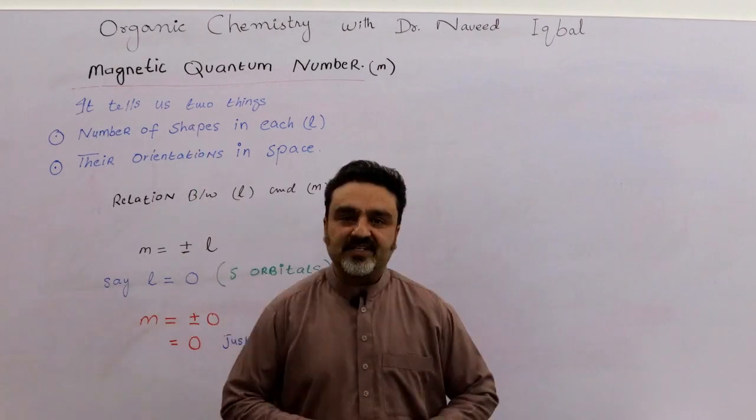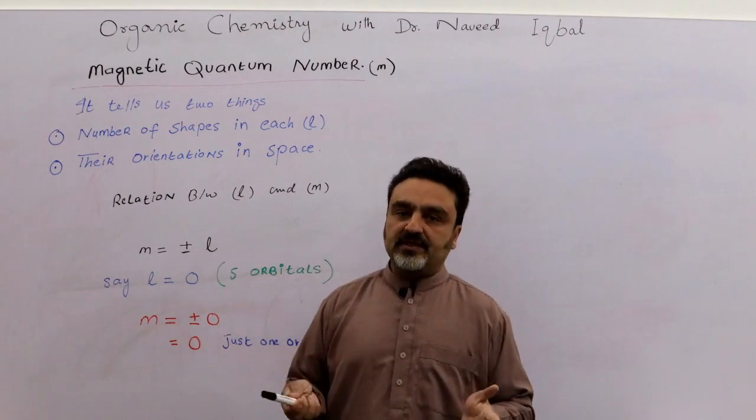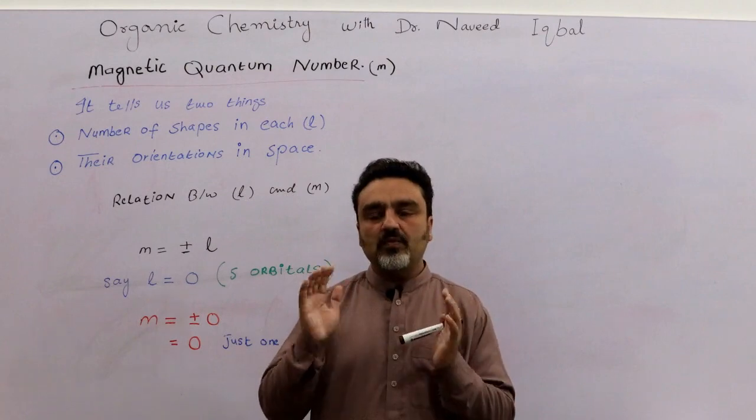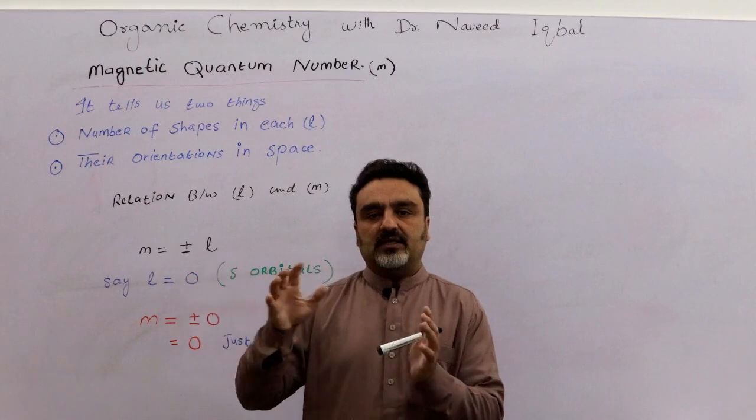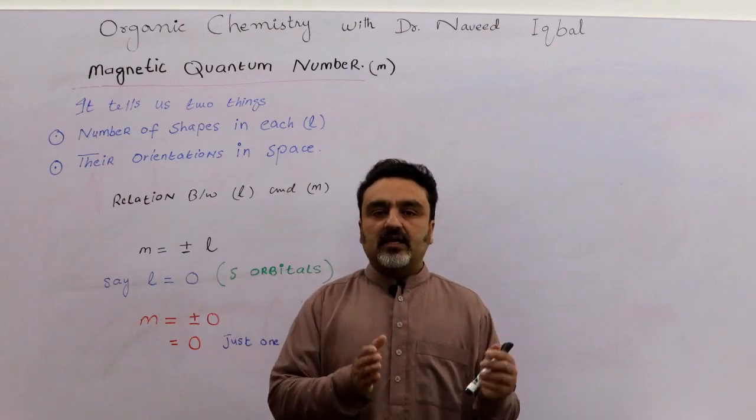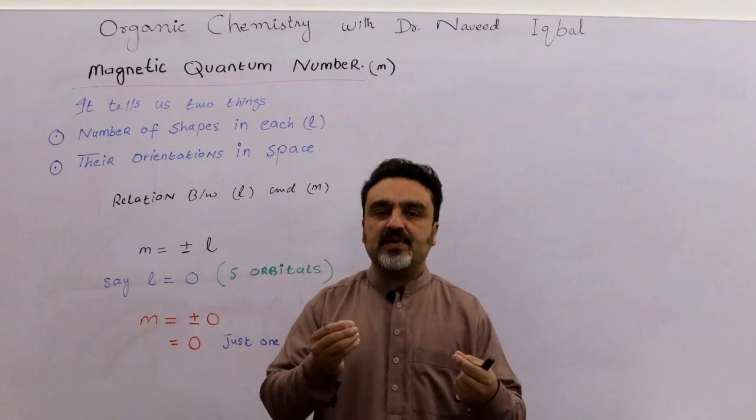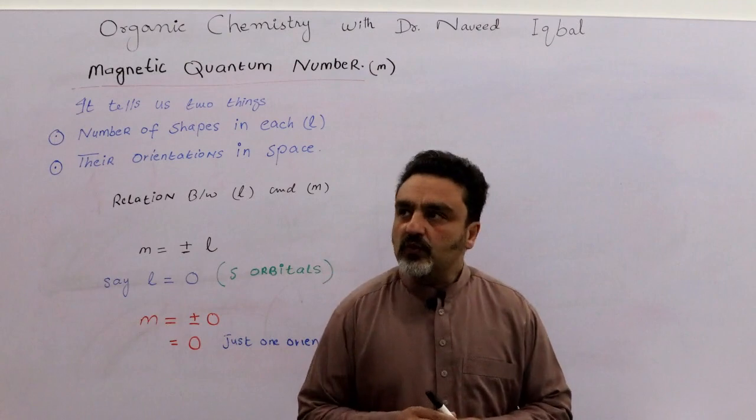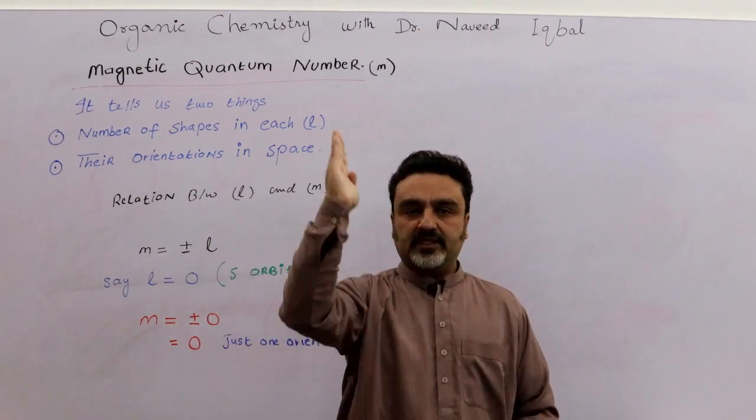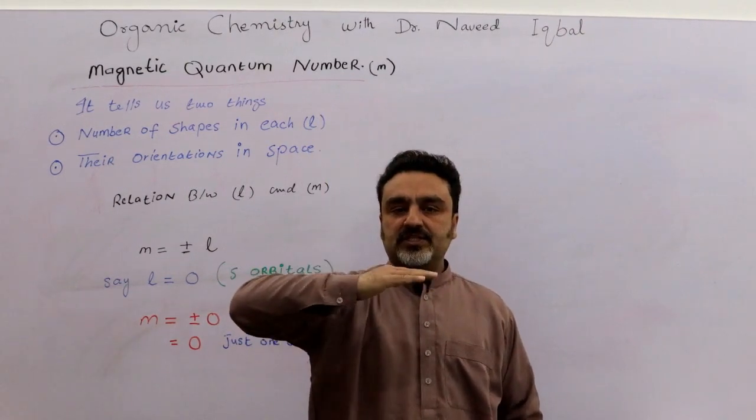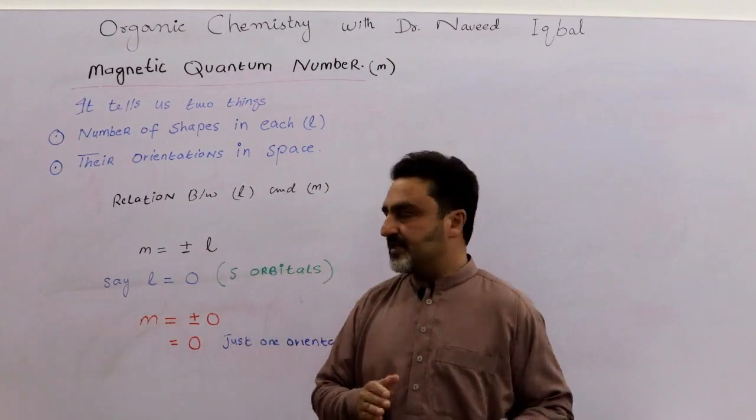What does the magnetic quantum number tell us? Now the magnetic quantum number is very important. It gives us two pieces of information: how many shapes are there in one shell, and in what ways they are oriented in space. By orientation in space, I mean how they look when you view them in space. Suppose my hand looks like this in space, it can be like this, or it could be like this. So that's what the magnetic quantum number tells us.